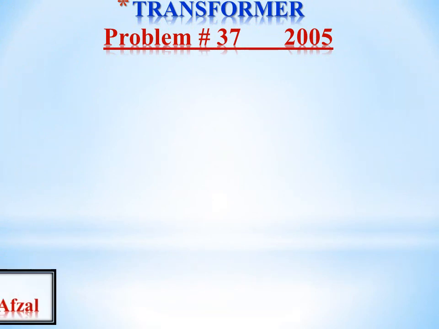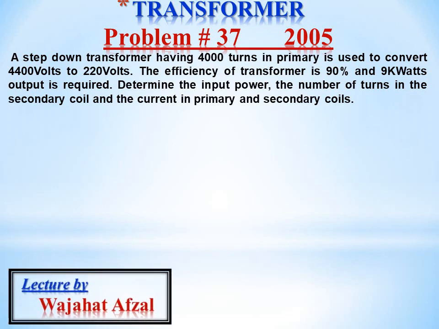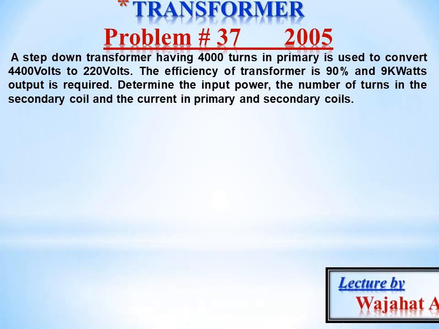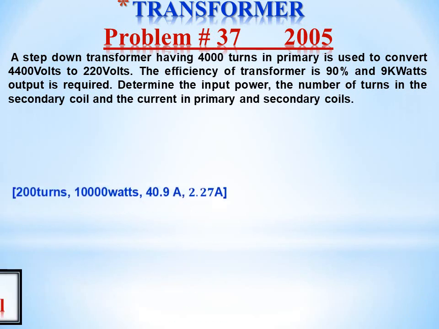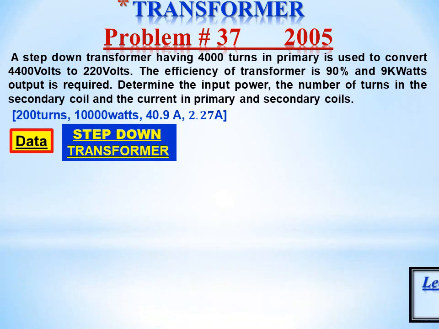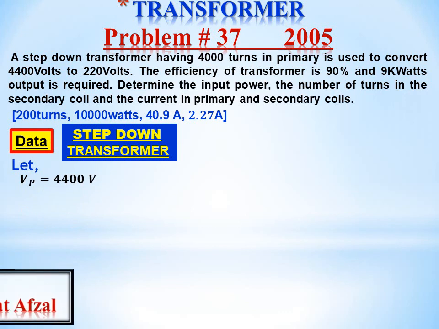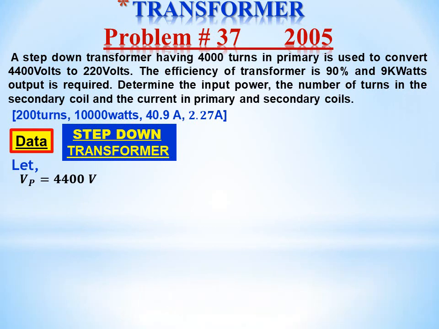So the next problem is problem number 37, which came in 2005, and this problem is also similar to our last problem number 36. Here they have changed only a few values, but its pattern remains the same. So these are the answers. Now let's write its data. In the question they have said that a step down transformer having 4000 turns in the primary, that is Np is equal to 4000 turns, is used to convert 4400 volts to 220 volts.